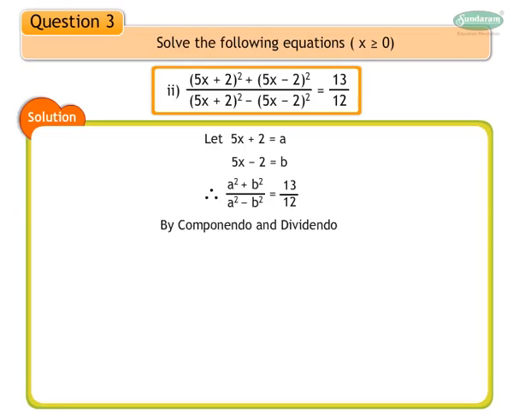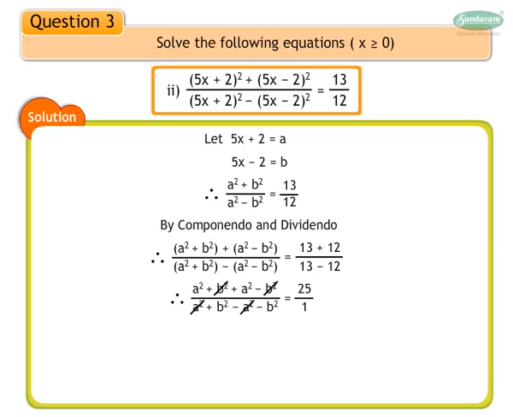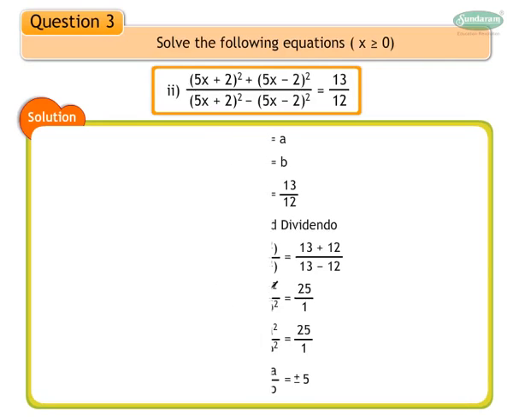Now, let us use componendo and dividendo to simplify the ratio. We get ((a² + b²) + (a² − b²))/((a² + b²) − (a² − b²)) = (13 + 12)/(13 − 12). On simplifying, we get a²/b² = 25/1. On taking square root, we get a/b = +5 or −5.